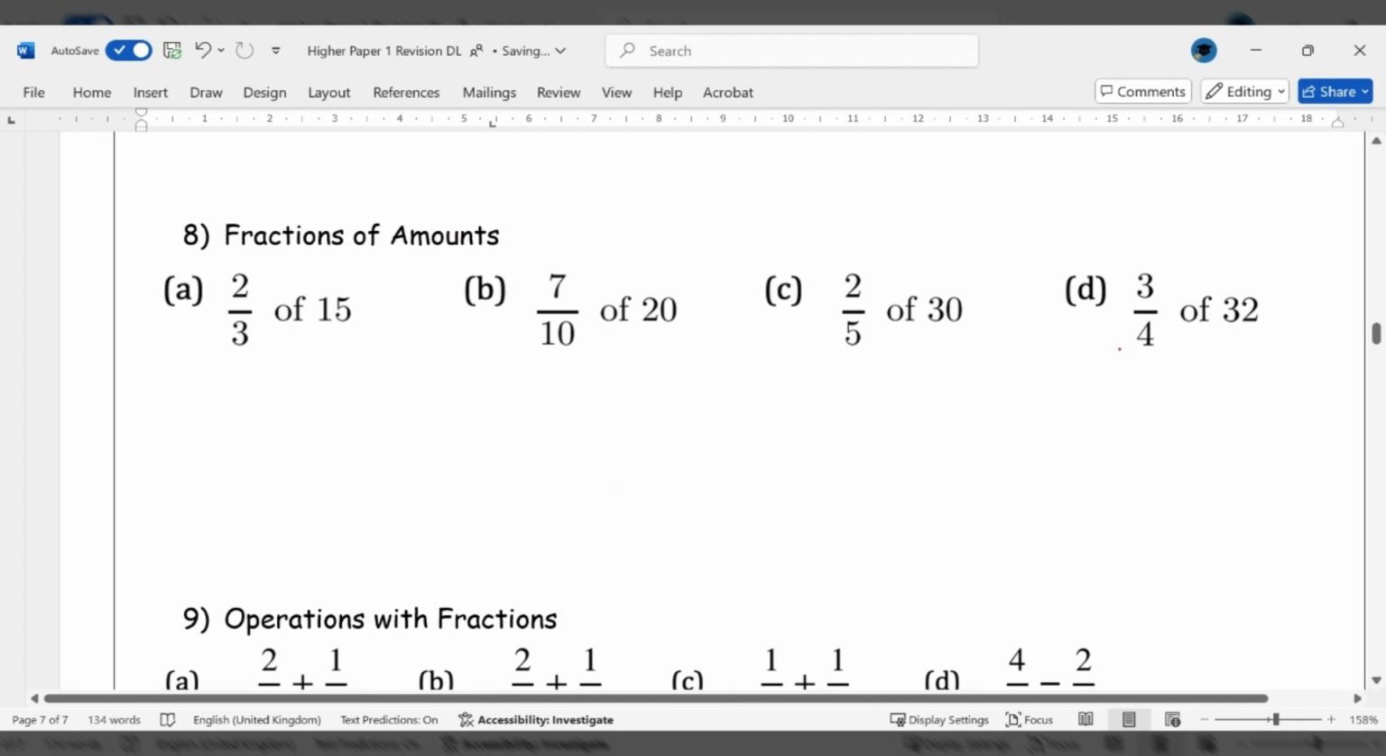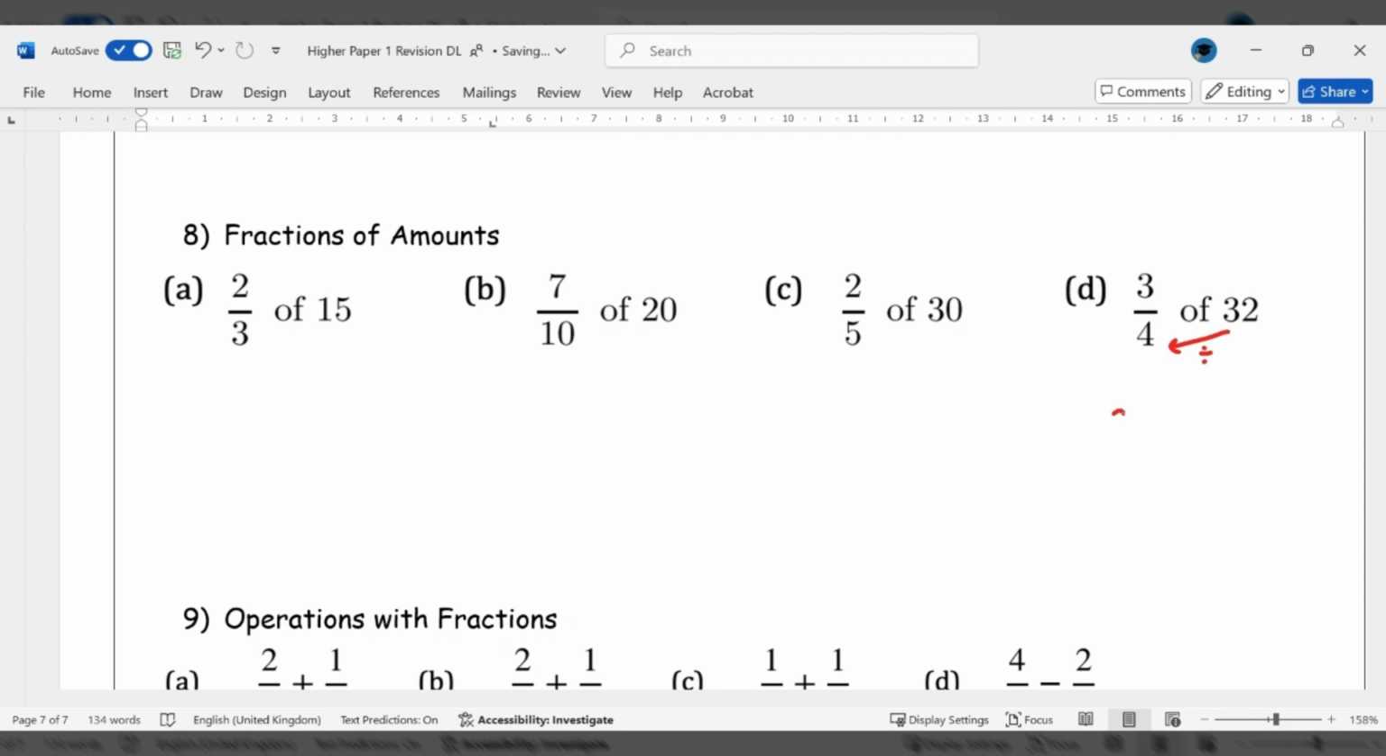Fractions of amounts, easy. Divide by the bottom, which is 8, and then times that by the top, which is 24. So divide by the bottom, and then times by the top. That's how to find a fraction of an amount.